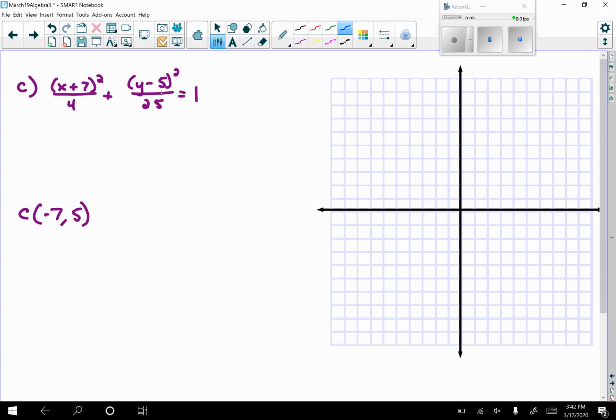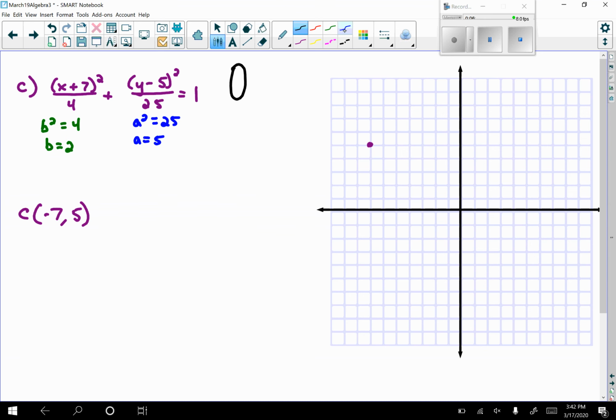Like B, the 25 is our second denominator, so this tells us that A squared is 25, which means A is 5. B squared is 4, so B is 2. So now I have a center at negative 7, 5. Because the 25 is our second denominator, I have an ellipse again where the major axis runs vertical.